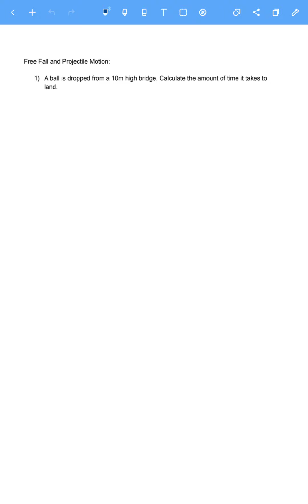Okay? So question one, a ball is dropped from a 10-meter high bridge. Calculate the amount of time it takes to land. So on a question like this, we need to do the equations of motion. So we need to write suvat. If you've not done this, then you need to go back and look at the equations of motion videos that I've done. So suvat, and the ball is dropped from a 10-meter high bridge.